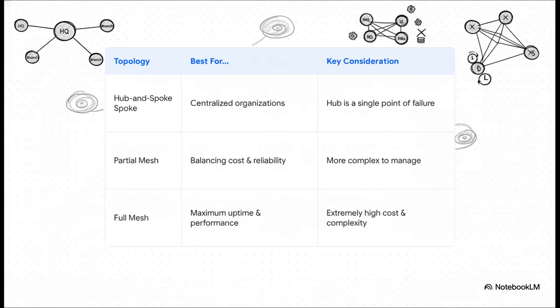So how do you choose? Well, think of this table as your quick and dirty guide. If your company is really centralized and the main thing your branches need to do is talk to headquarters, hub and spoke is probably fine. If you need to balance that cost and reliability for your most important locations, partial mesh is your best bet. And for organizations where uptime is everything, you go with full mesh if you've got the budget for it.